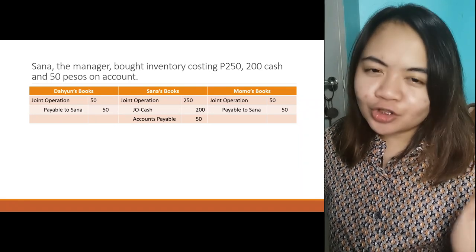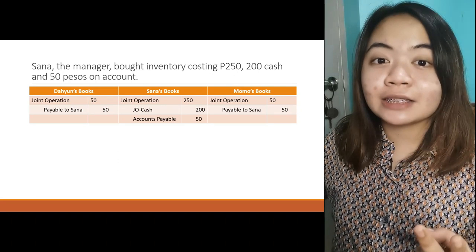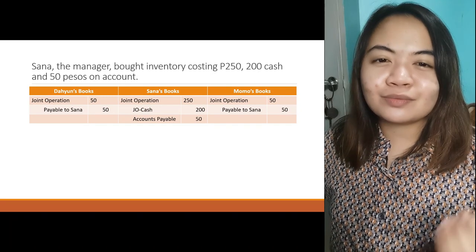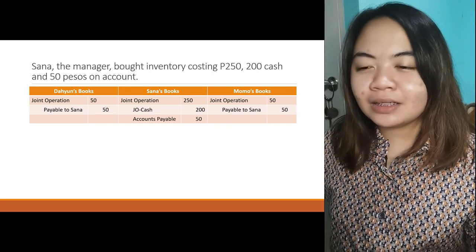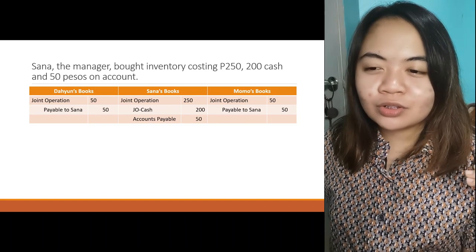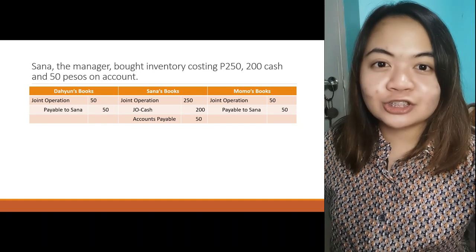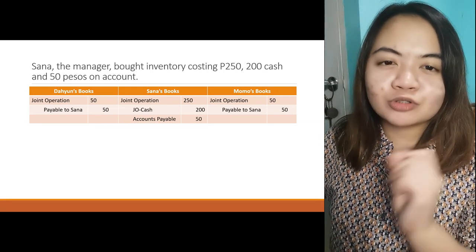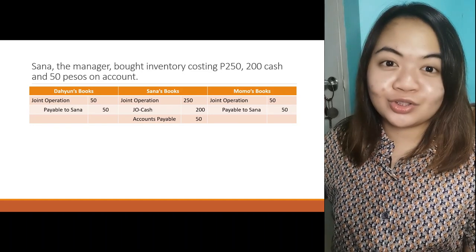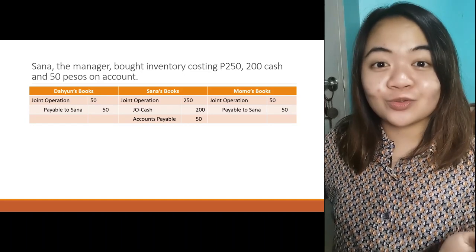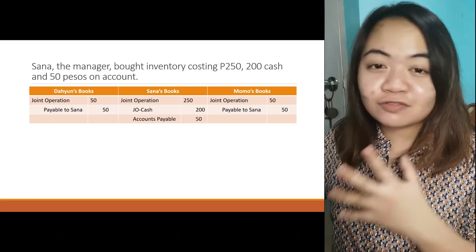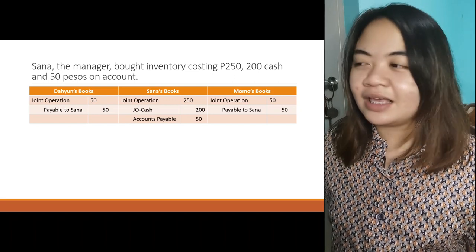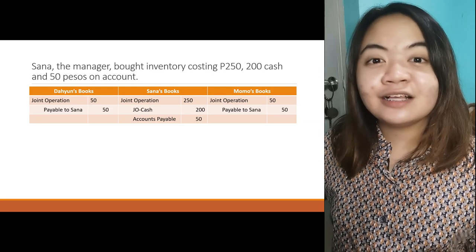Why? Kasi, sa joint operation, nag-contribute si Momo ng 200. Okay? So, meron ng fund ito si joint operation na kay Sana. Okay? So, pinambayad na yung 200, okay na, swak na sa joint operation's cash, 200. Yung 50, okay, ira-record mo siya as additions to joint operation. Kasi yung 200 na-record mo na nung huli, di ba? Nung nag-contribute si Momo, yung 50, dagdag mo ngayon sa joint operation. So, we have debit, joint operation, 50. Okay? And then credit, payable to Sana, 50.